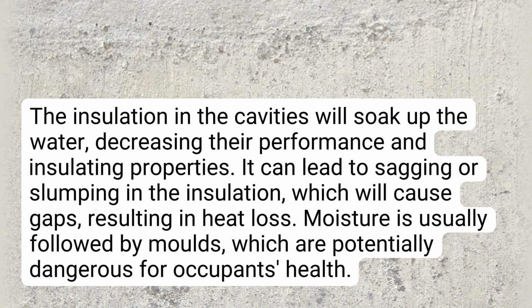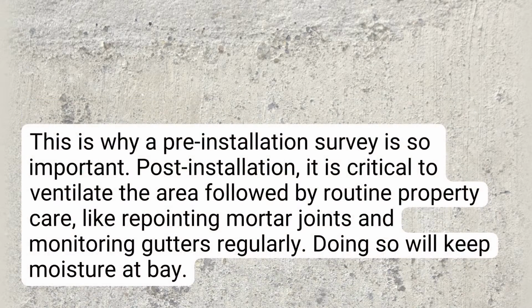The insulation in the cavities will soak up the water, decreasing their performance and insulating properties. It can lead to sagging or slumping in the insulation, which will cause gaps, resulting in heat loss. Moisture is usually followed by molds, which are potentially dangerous for occupants' health. This is why a pre-installation survey is so important. Post-installation, it is critical to ventilate the area followed by routine property care, like repointing mortar joints and monitoring gutters regularly. Doing so will keep moisture at bay.